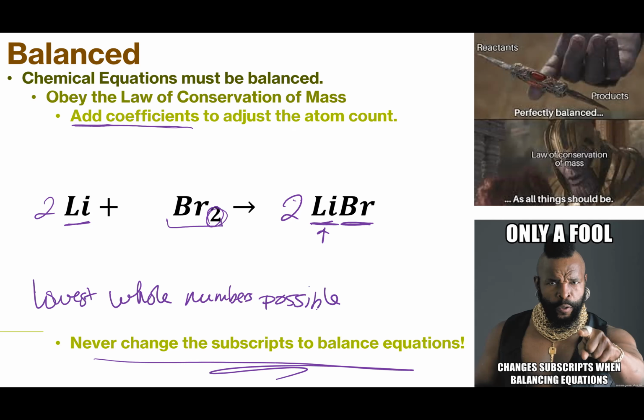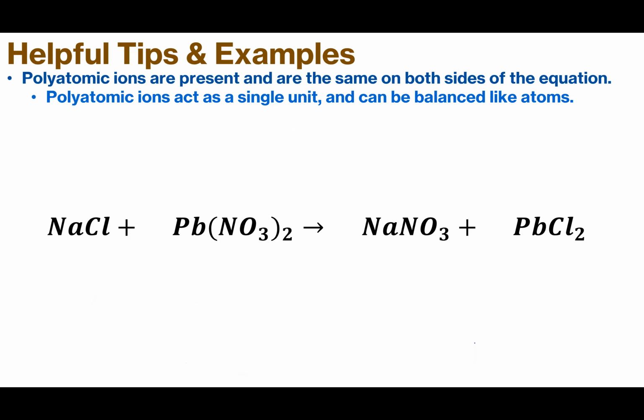Okay. So we want to have the lowest whole numbers possible, and we want to not change the subscripts. Changing the subscripts changes the identity of the chemical, and we don't want to be doing that. Now, the rest of this, I just want to work some examples. I want to show you some tips and tricks to help us get through this.